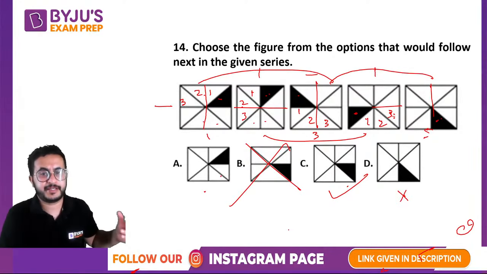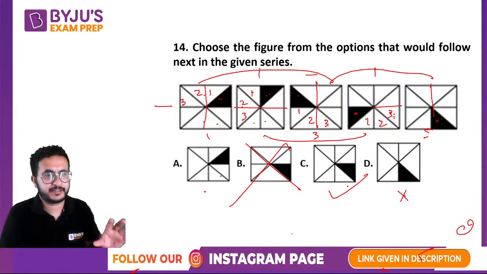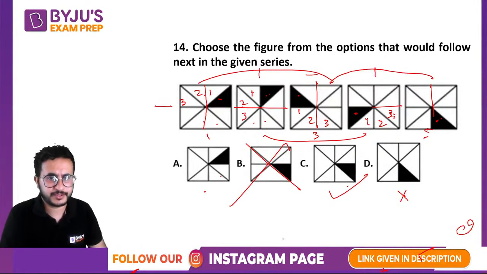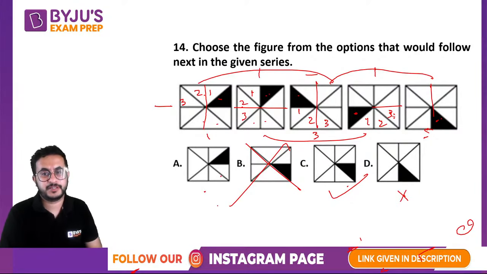Alternately we have horizontal and vertical partitions, right? In this case we have a horizontal partition, in the second one a vertical partition, then horizontal again, then vertical again, horizontal again. So we will have a vertical partition, by which we removed option B.